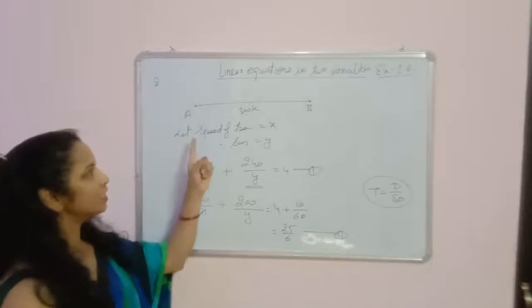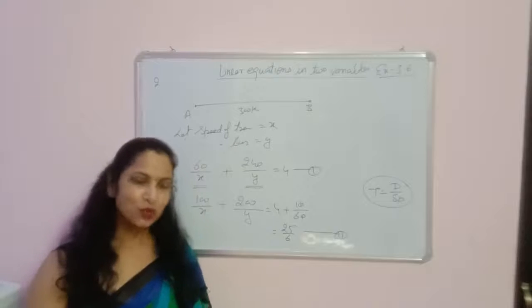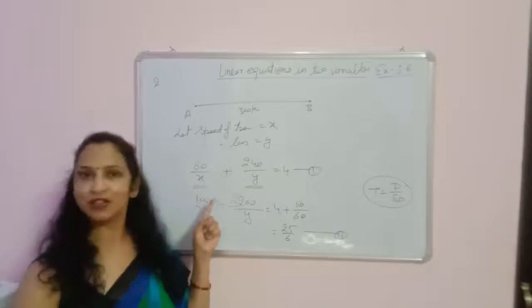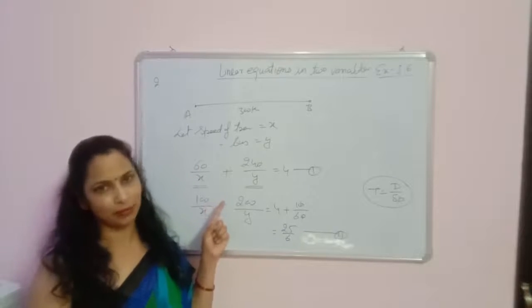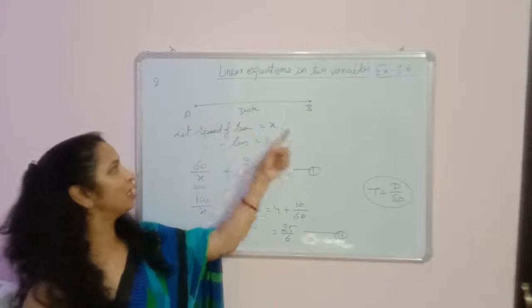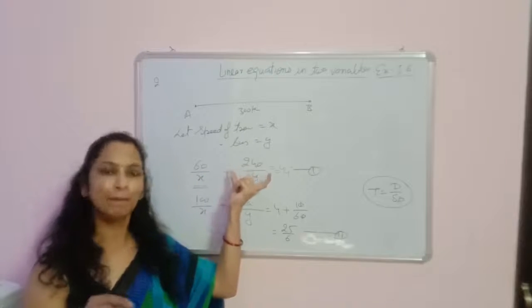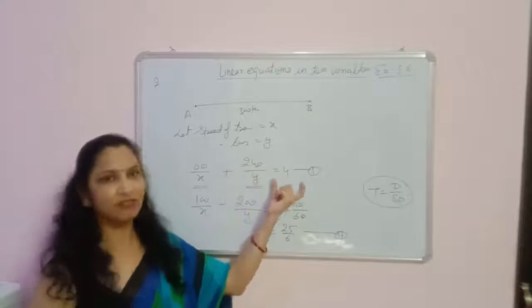So let the speed of the train is equal to x and the speed of the bus is equal to y. So according to question, Ruhi travels 60 km by train and the remaining part by bus. How much part is remaining now? It is 240 km. Out of 300, she travels 60 km by train and 240 km by bus. And she takes total 4 hours.